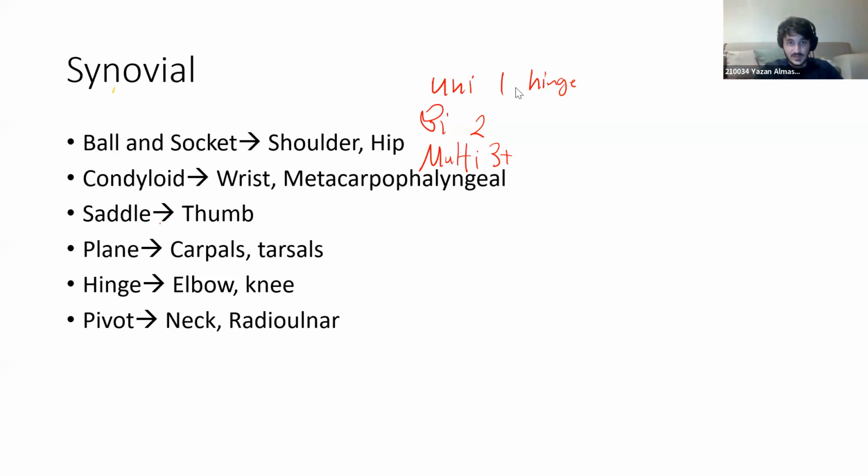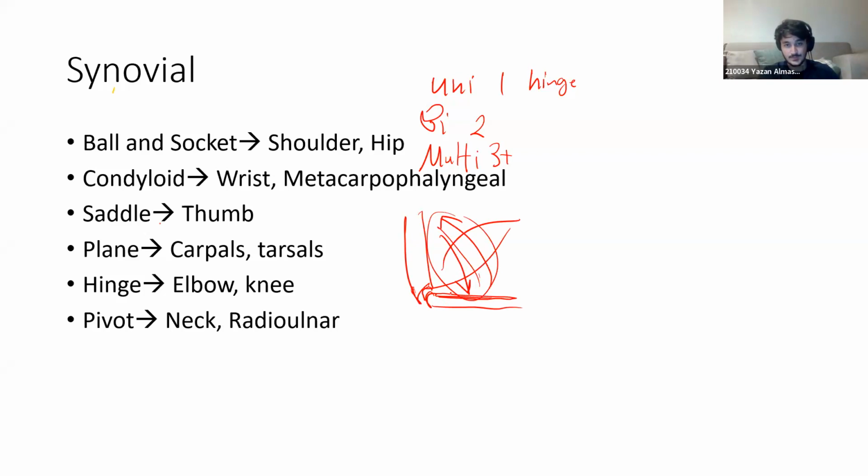So it does do 2 movements, but when we say uniaxial, it's acting on one axis. So when we have the elbow, let's say this is the hinge joint. We're acting on one axis only, which is either moving this way or this way. At the end of the day, it's just one axis. We can't move this way or that way. Tamam? This is why it's called uniaxial.